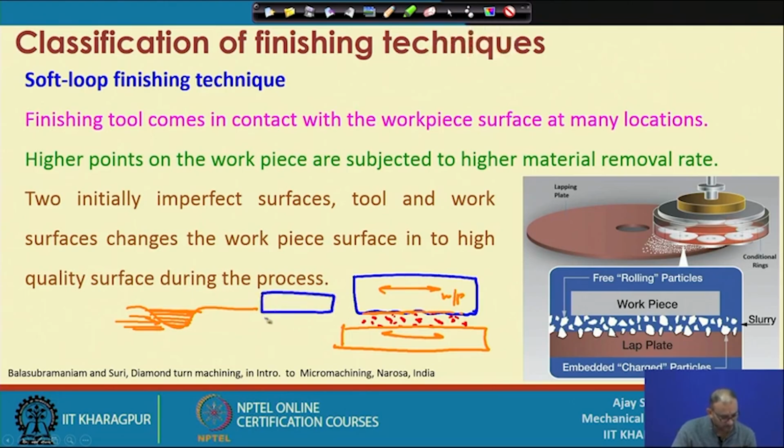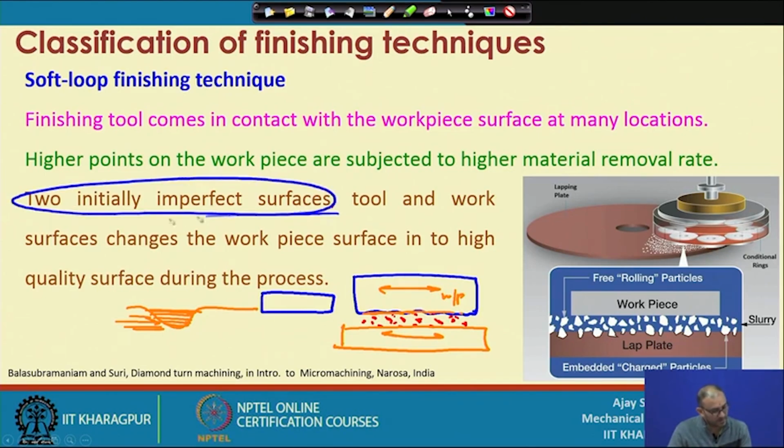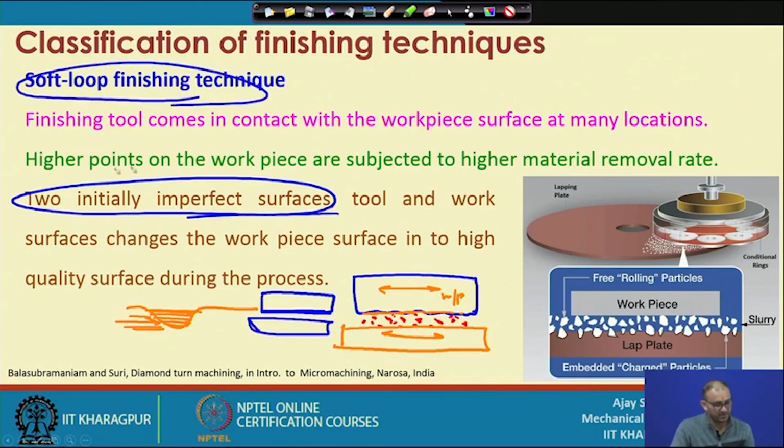So, this is your workpiece surface, because all the unevenness that was there is removed by the abrasive particles. Initially the two surfaces are imperfect, but as time passes, those two surfaces become highly polished, and you can get the required surface finish on the workpiece surface. That is called soft lap finishing.